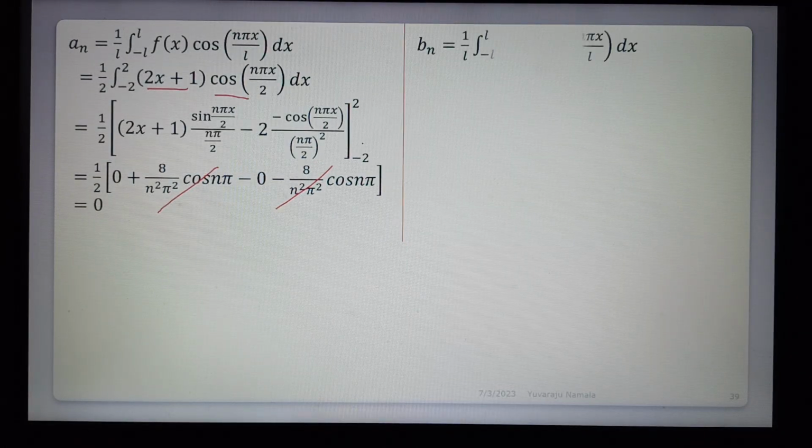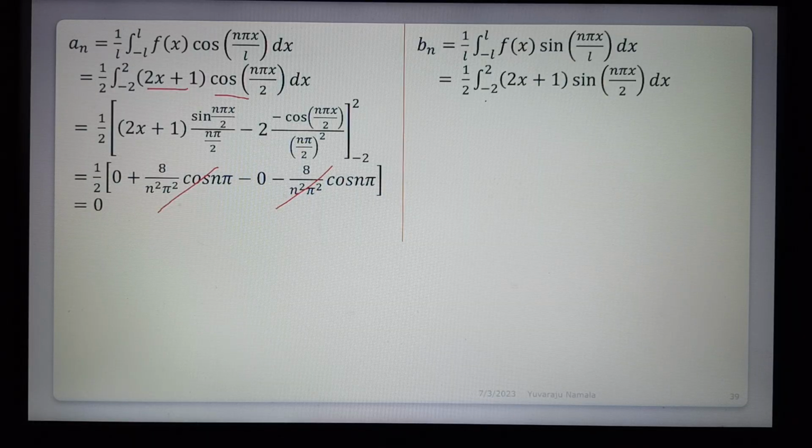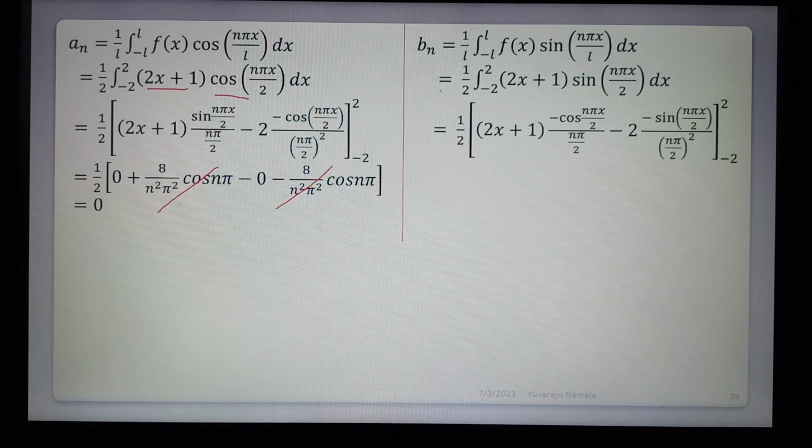Next, b n is equal to 1 by L into integration minus L to L f of x into sin n pi x by L into dx, that is equal to 1 by 2 into integration minus 2 to 2 of 2x plus 1 into sin n pi x by 2 into dx. By parts method, 1 by 2 into 2x plus 1 into the integration of sin, which is minus cos n pi x by 2 by n pi by 2, minus 2 into the derivative of 2x plus 1, which is 2, into the integration of sin, which is minus sin n pi x by 2 by n pi by 2 whole square.